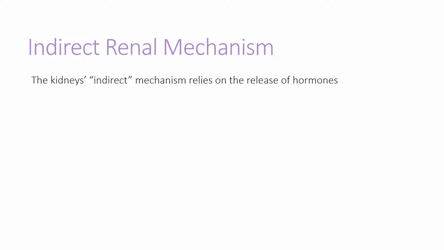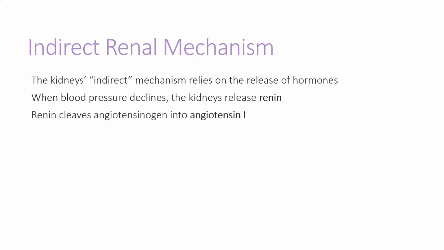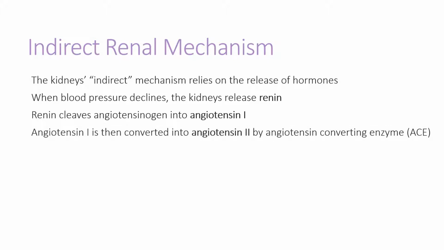The kidney's indirect mechanism relies on the release of different hormones. When blood pressure declines, the kidneys release an enzyme called renin. The action of renin is to cleave angiotensinogen into its active form called angiotensin I. Angiotensin I is then converted into its even more active form called angiotensin II by another enzyme called angiotensin converting enzyme.